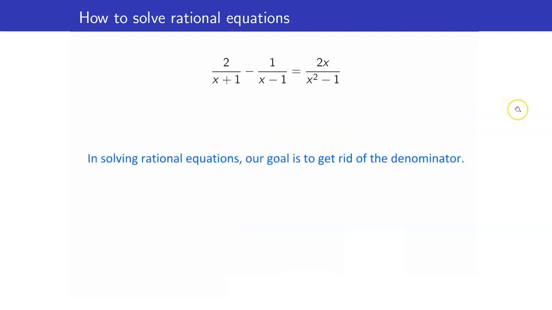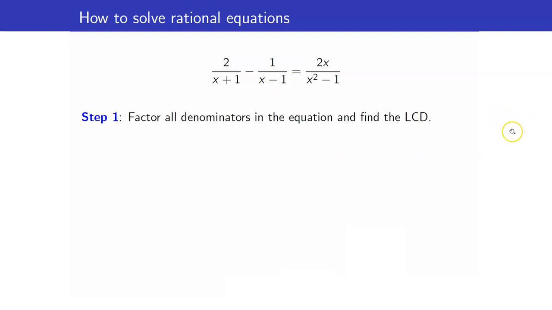How do we solve rational equations? Let me illustrate the steps with this example. The first step is to factor all the denominators in the equation and find the LCD. So let's do that. You can no longer factor x plus 1 and x minus 1. So we just factor x squared minus 1. The factorization of x squared minus 1 is x minus 1 times x plus 1.